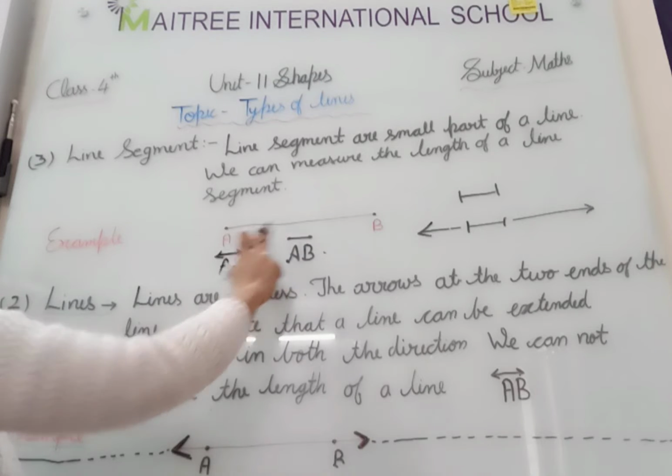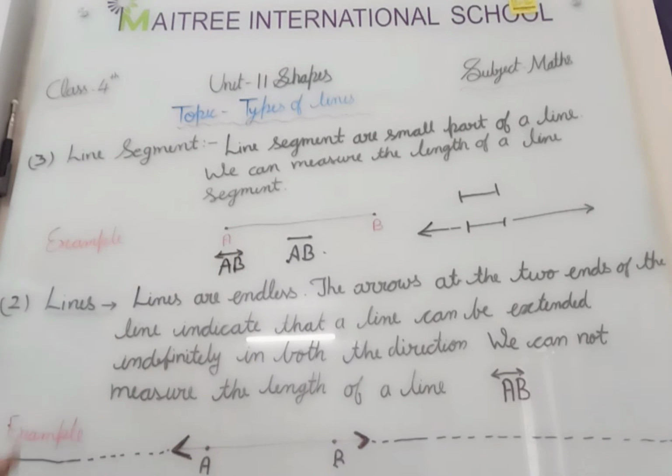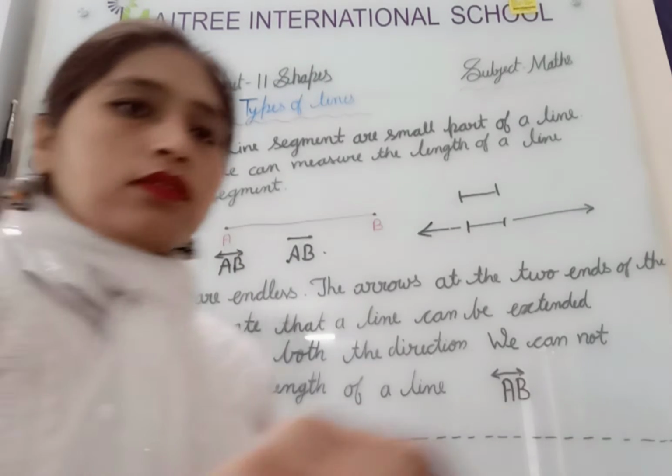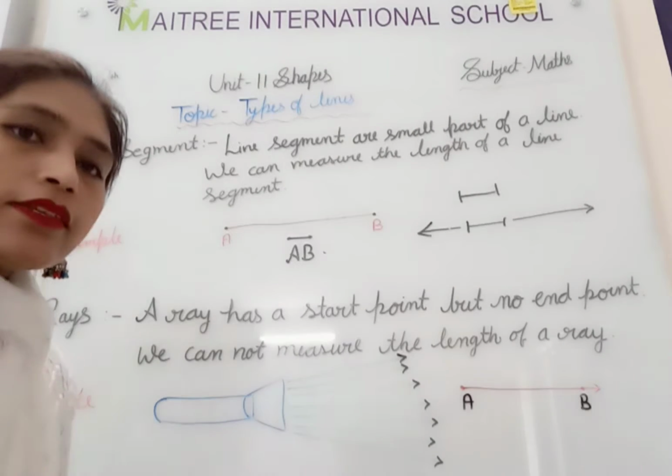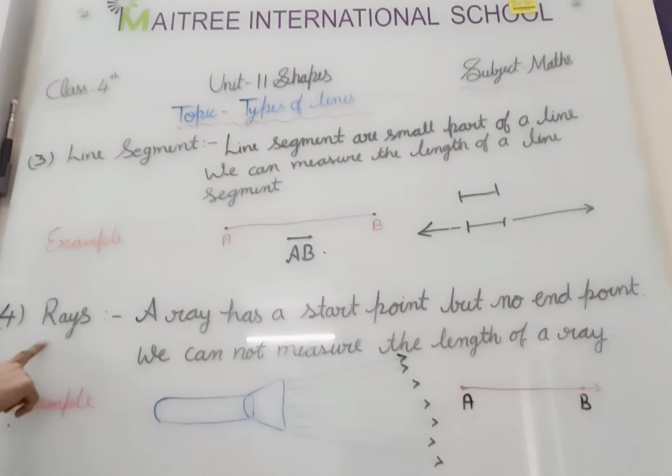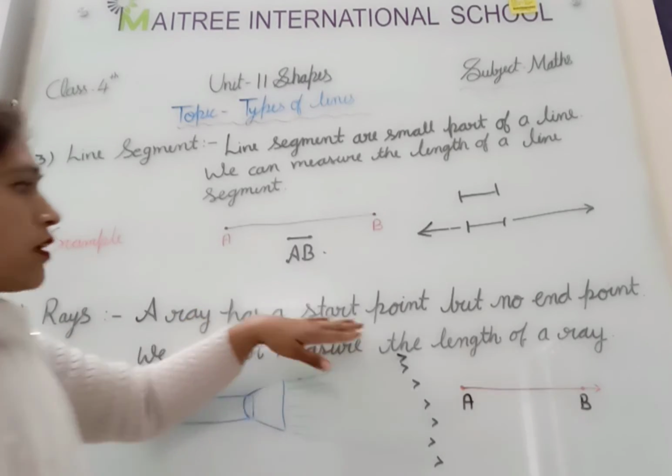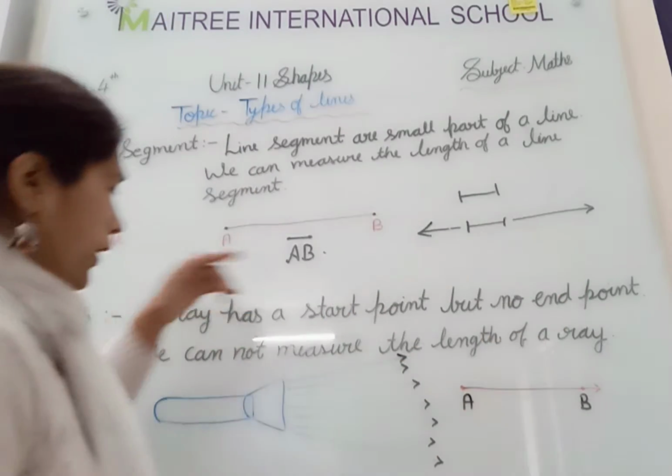Difference between line segment and line. Clear? So now let's move to the next. Next is ray. What are rays? A ray has a start point but no end point.